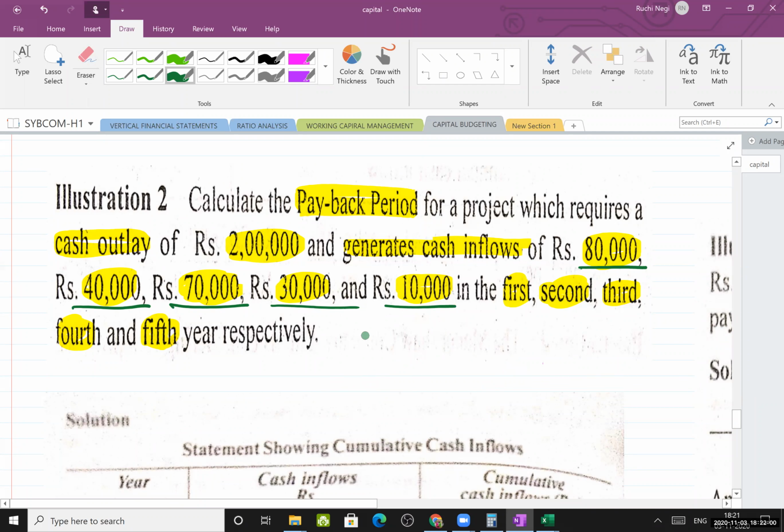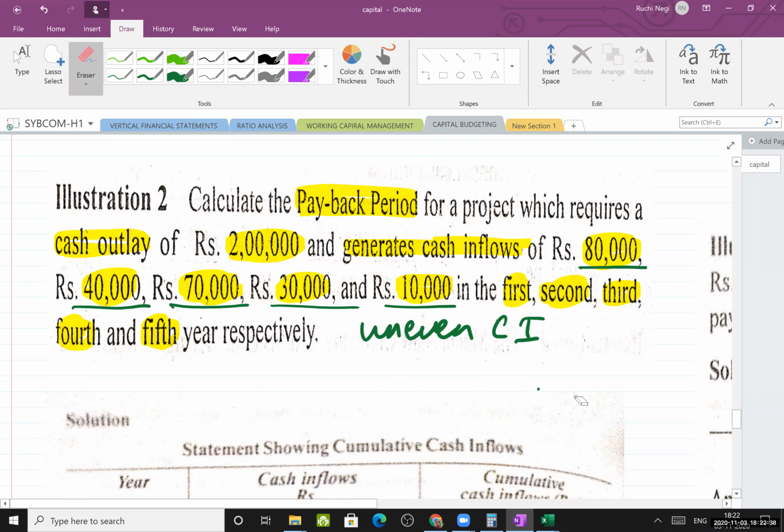So this is uneven cash inflow. So what to do when it is uneven cash inflow? You have to calculate cumulative cash inflow. I repeat, when there is uneven cash inflow, you have to calculate cumulative cash inflow. I have done this when I was doing the theory part of the traditional method, ARR and payback period. So look at this. We are going to calculate cumulative cash inflow.